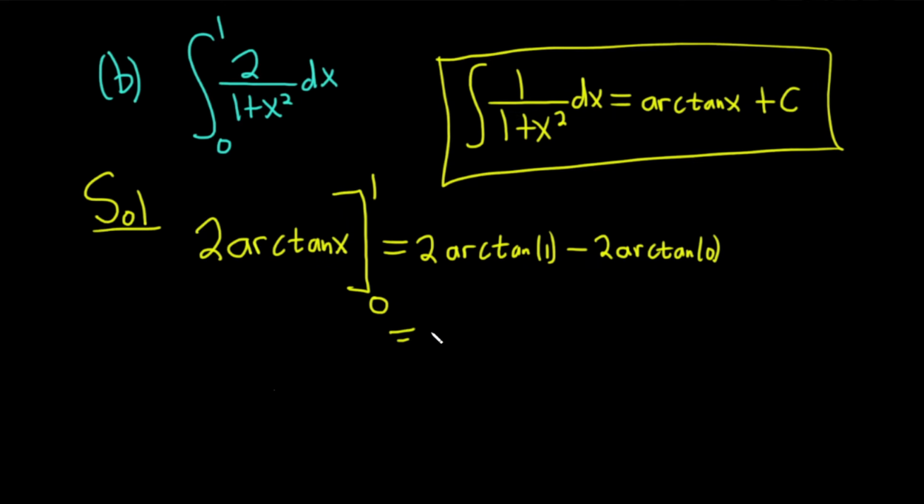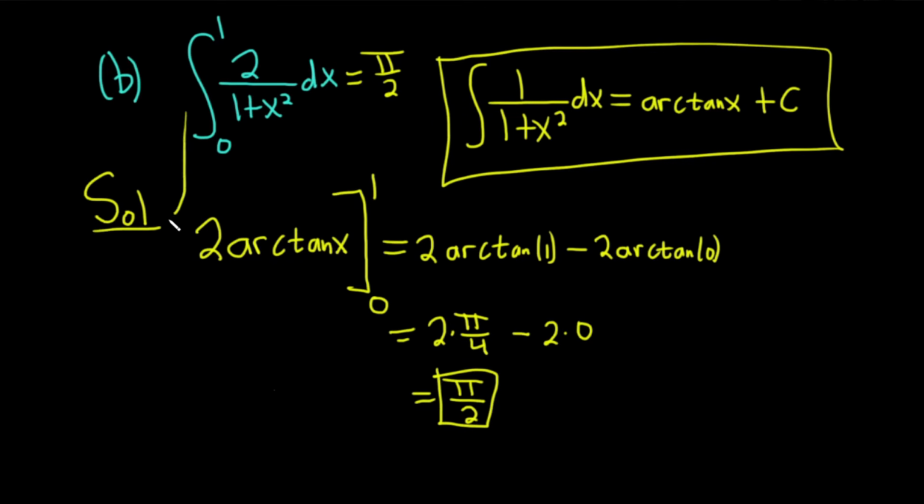Arctangent of 1 is pi over 4, so you get 2 times pi over 4 minus, and then arctangent of 0 is 0, so you get 2 times 0. So you just get pi over 2. And that would be the final answer. So this integral is actually equal to pi over 2.